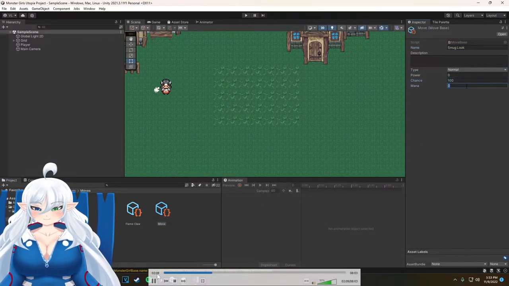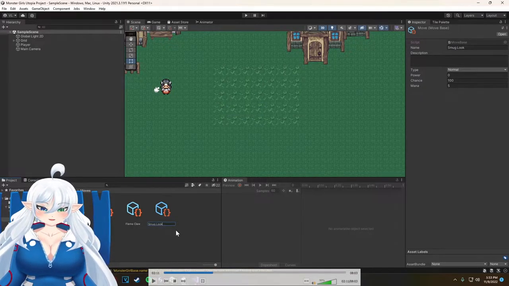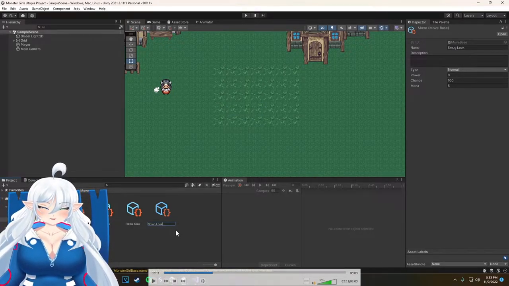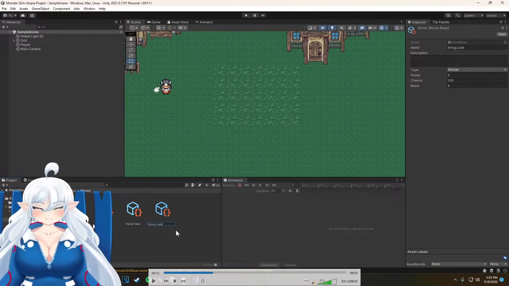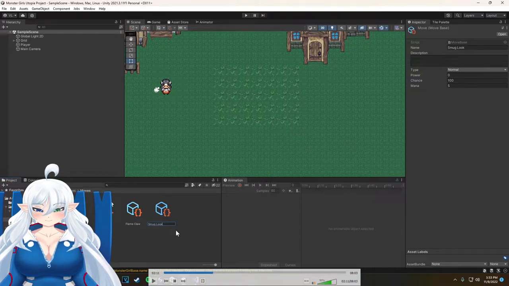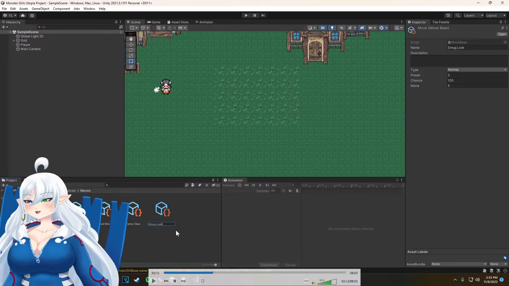So I created 5 moves, just like he did in his video. Arm throw, back kick, bad bite, which is going to be Tigora's starting off attack. She's going to bite people.